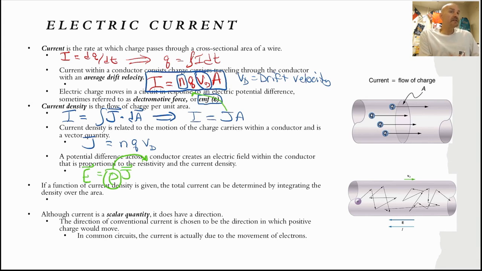Now, if a function is given for your current density, the total current can be determined by integrating the density over an area, right? So that current density.